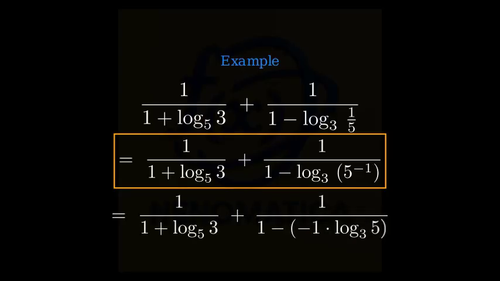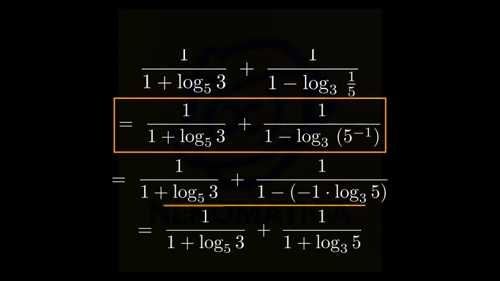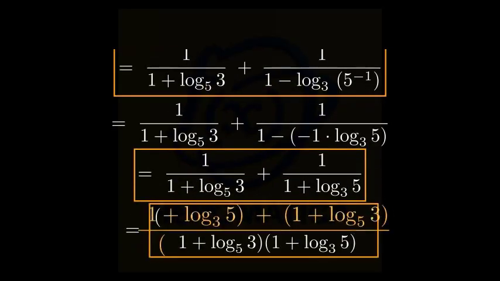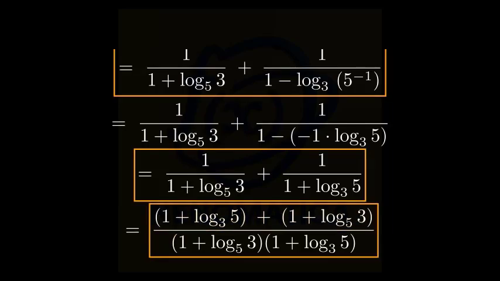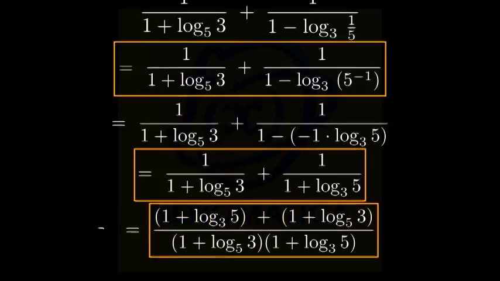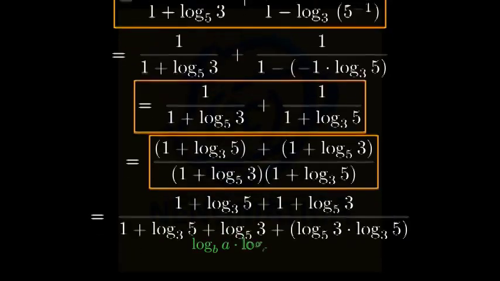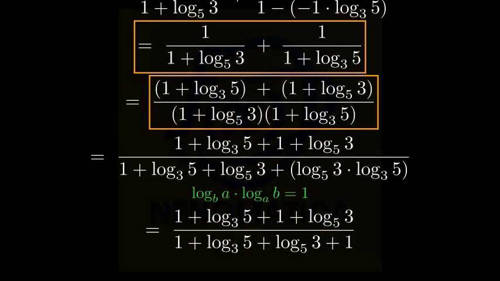Step 3. Add the two fractions by using a common denominator, which is the product of both denominators. The numerator is the sum of the cross terms. Step 4. Expand both the numerator and the denominator. Step 5. Apply the identity log base b of a times log base a of b equals 1. Step 6. Notice the numerator and denominator are identical, so the fraction is equal to 1. Therefore, the original expression equals 1.